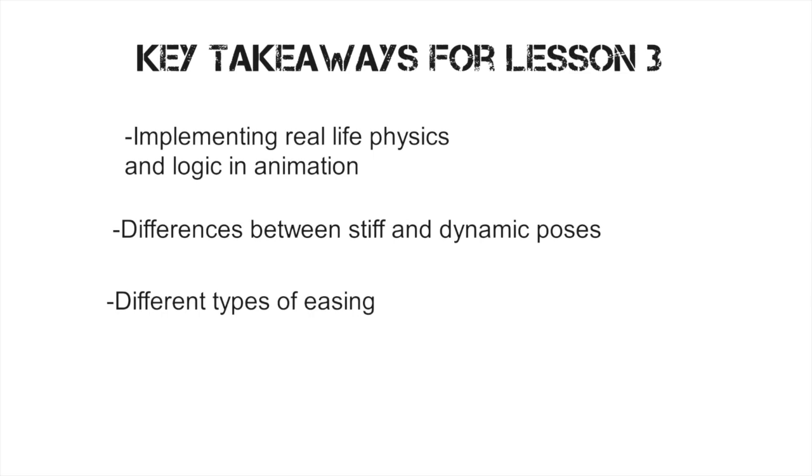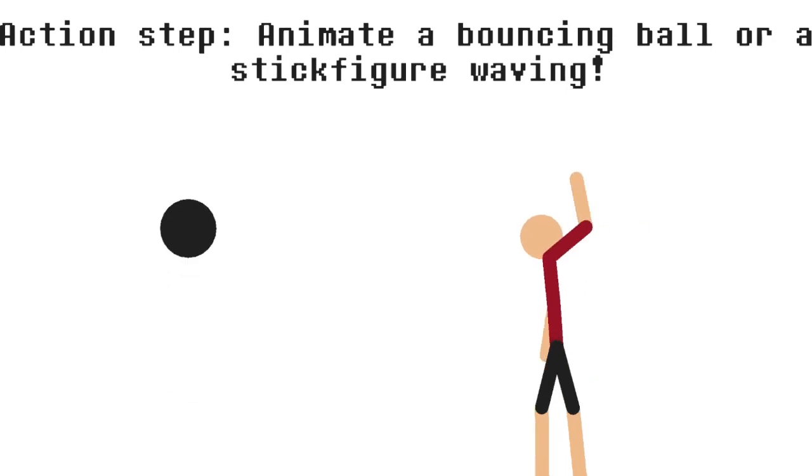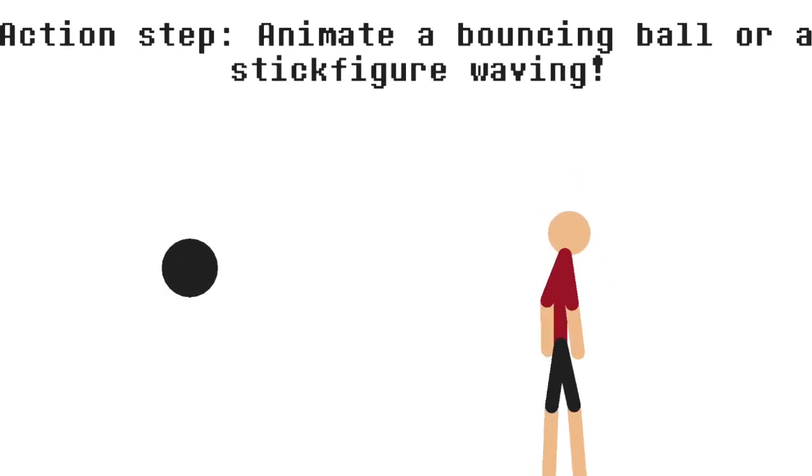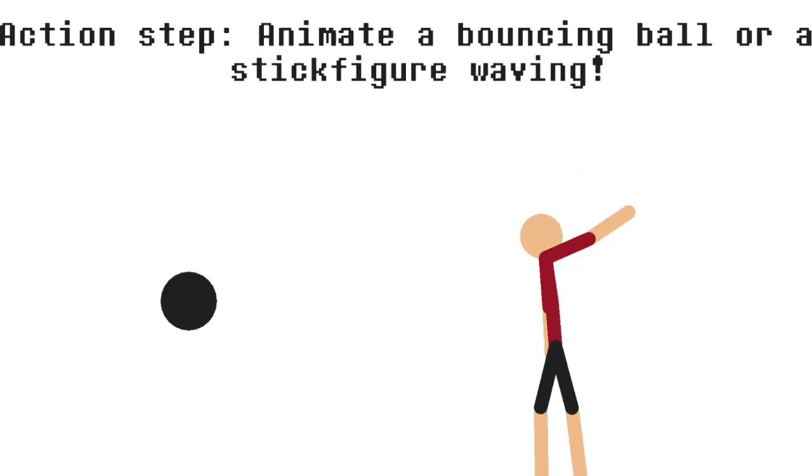Here are our key takeaways for lesson 3. We don't have much here. So we have implementing real-life physics and logic in animation, differences between stiff and dynamic poses, and different types of easing. So your action step today is to animate a bouncing ball or a stick figure waving. I cannot stress enough how important this lesson is because it's not only applicable to StickNodes, it's applicable in any animation software.